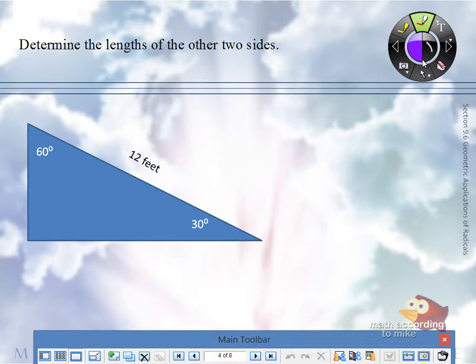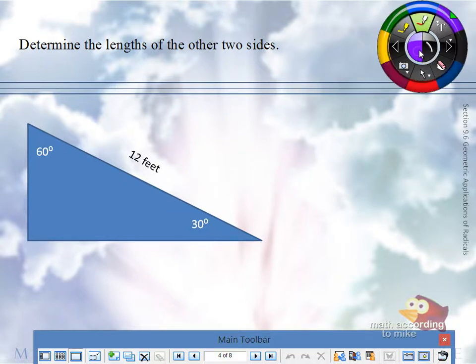Determine the length of the other two sides. By design, you may have heard of this thing called similar triangles.